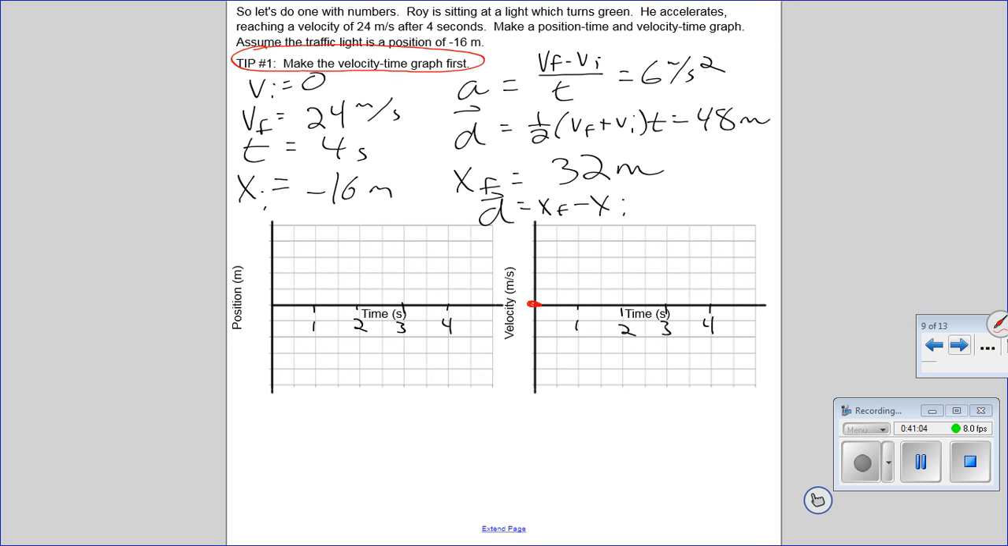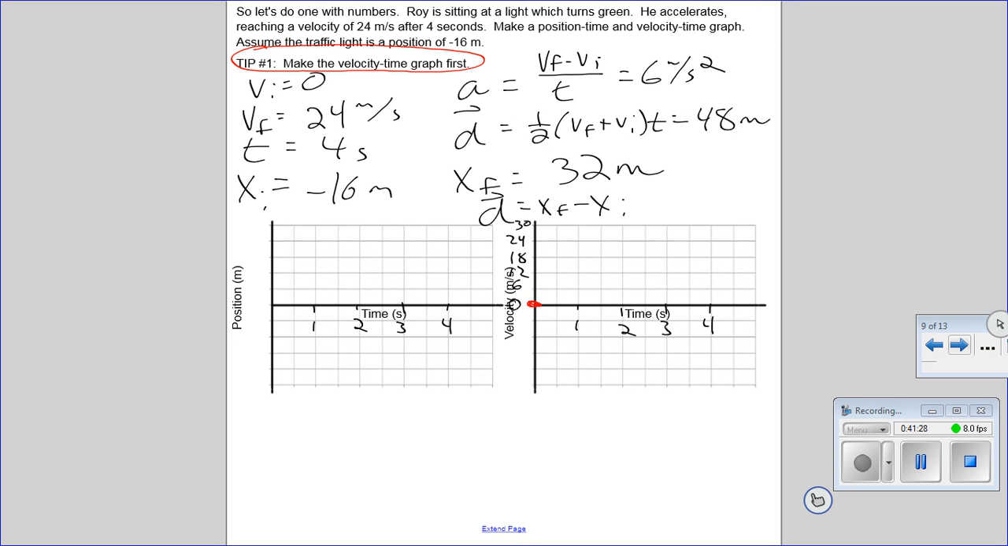Oh, I got to number this. Let's see. So I've got 5 boxes. I got to fit in 24, so I should go by 5s. You could go by 6s, I guess, and get up to 30. That would be totally fine, too. So you know what? I'm going to go by 6s, because that's what my acceleration is. So we'll go 0, 6, 12, 18, 24, and then 30. We just won't use the 30.